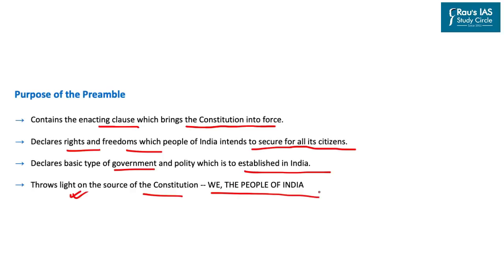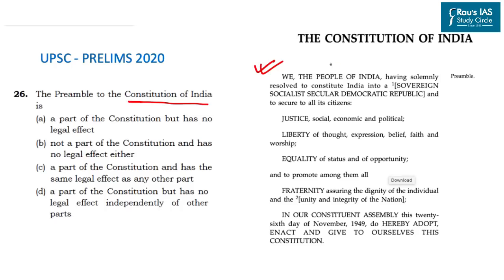Now, as you can see, the preamble of the Indian Constitution starts with we the people of India having solemnly resolved to constitute India into a sovereign, socialist, secular, democratic republic, and to secure to all its citizens justice, liberty, equality, and fraternity. So, based on these ideals of the preamble, let's go through this particular question.